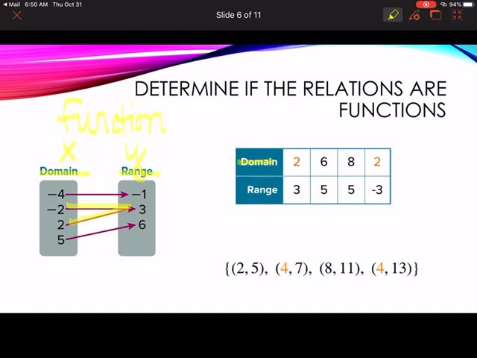So here, this is x, this is y. X repeats. You have a 2 here and a 2 here. That cannot happen. So this is not a function. And down here, we have a relationship of ordered pairs. Your x is the first value, your y is the second value. And it looks like I have an x repeating. So this as well would be not a function. So a y can repeat and x cannot.